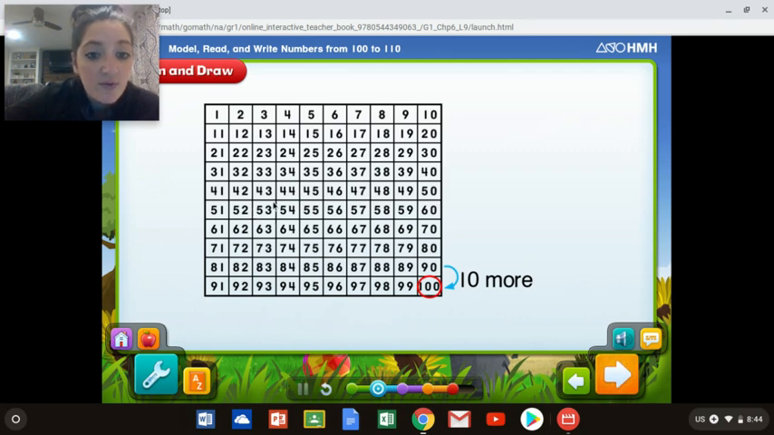1 less than 54 is 53. 1 more than 54, we saw that if you're at 99 and they wanted to go 1 more, you got to 100. So if you're at 54, 1 more than 54 would be 55. The 1's place changed, not the 10's.